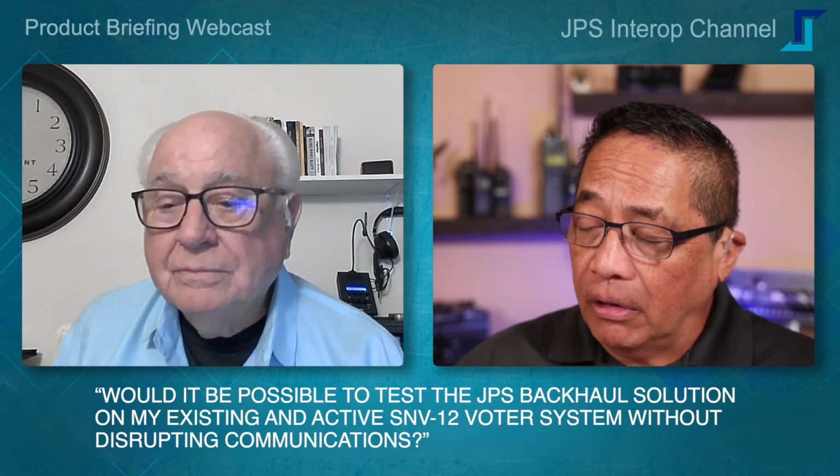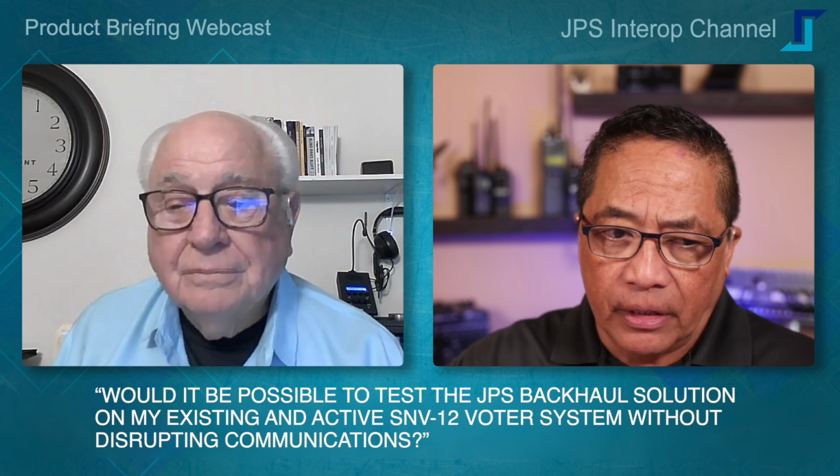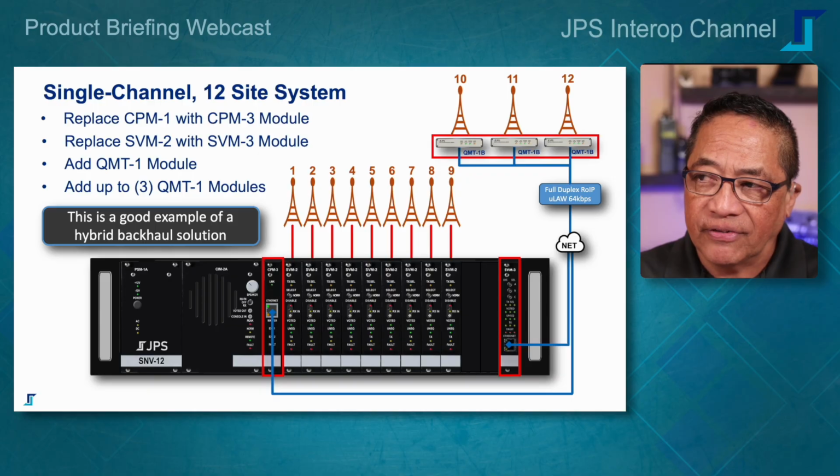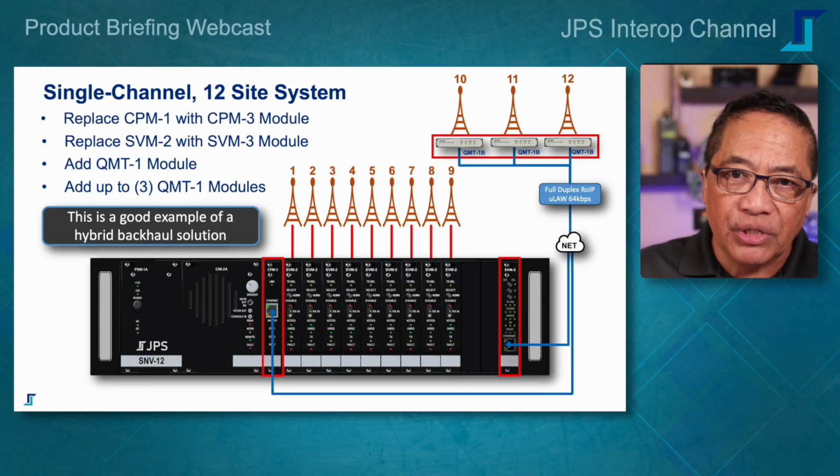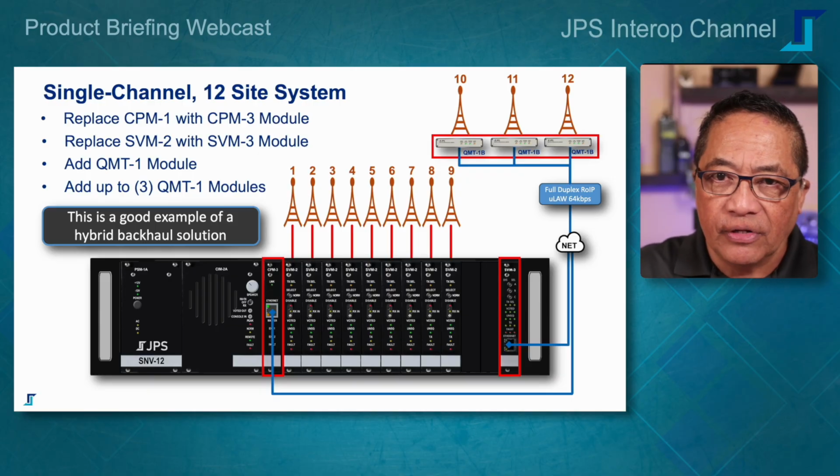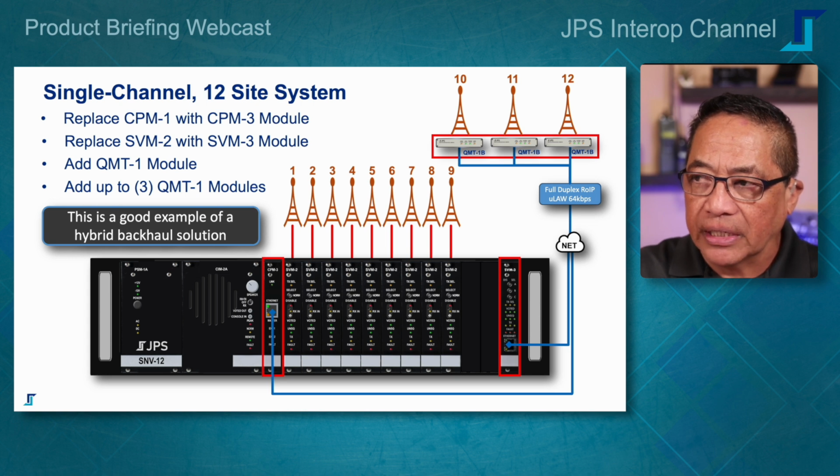Also, Carol, I've had a customer install a temporary site. If they have a chassis that is not fully populated, they can add, as you can see here in this particular diagram, that SVM3, maybe add one QMT module and add another receiver with that QMT module, obviously, and then assess the performance.